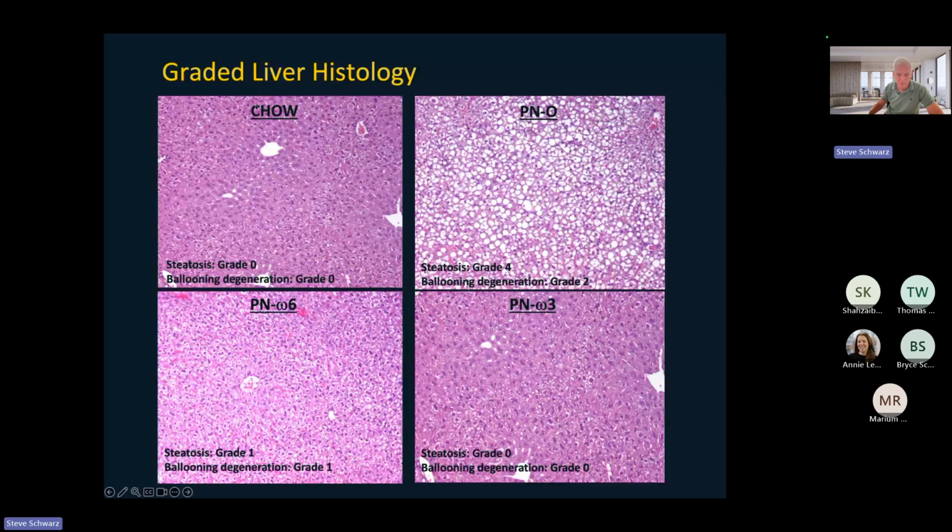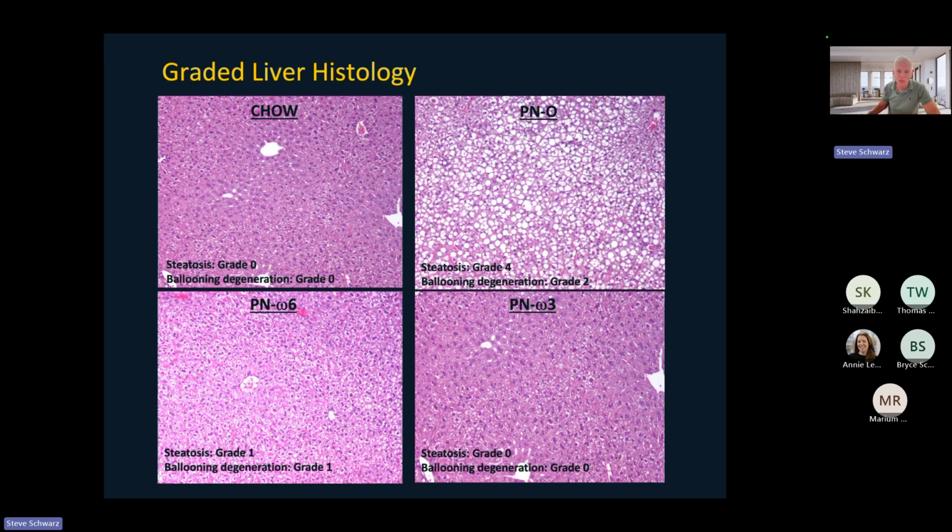So, can someone interpret these slides for me? Does someone want to interpret these slides for me? What do you note? I noticed some adipose tissue in one. I don't know if that's okay.